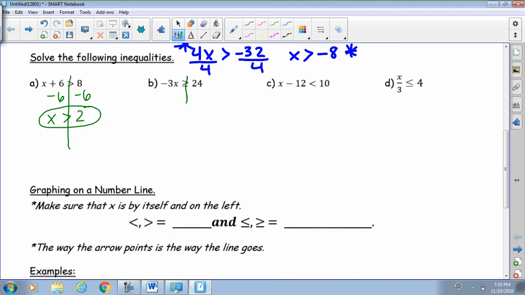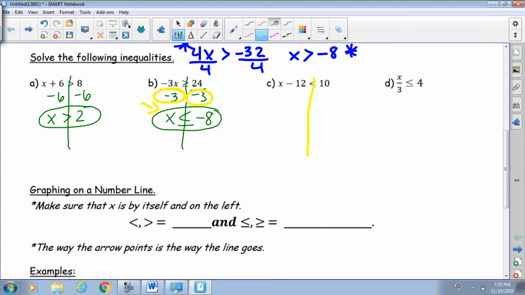The next one, draw my line. Negative 3 times x is greater than or equal to 24. How do I undo multiplication? I divide. Uh-oh, I'm dividing by a negative, so the sign is going to flip. So right here, I divided by a negative number, so my sign flips.